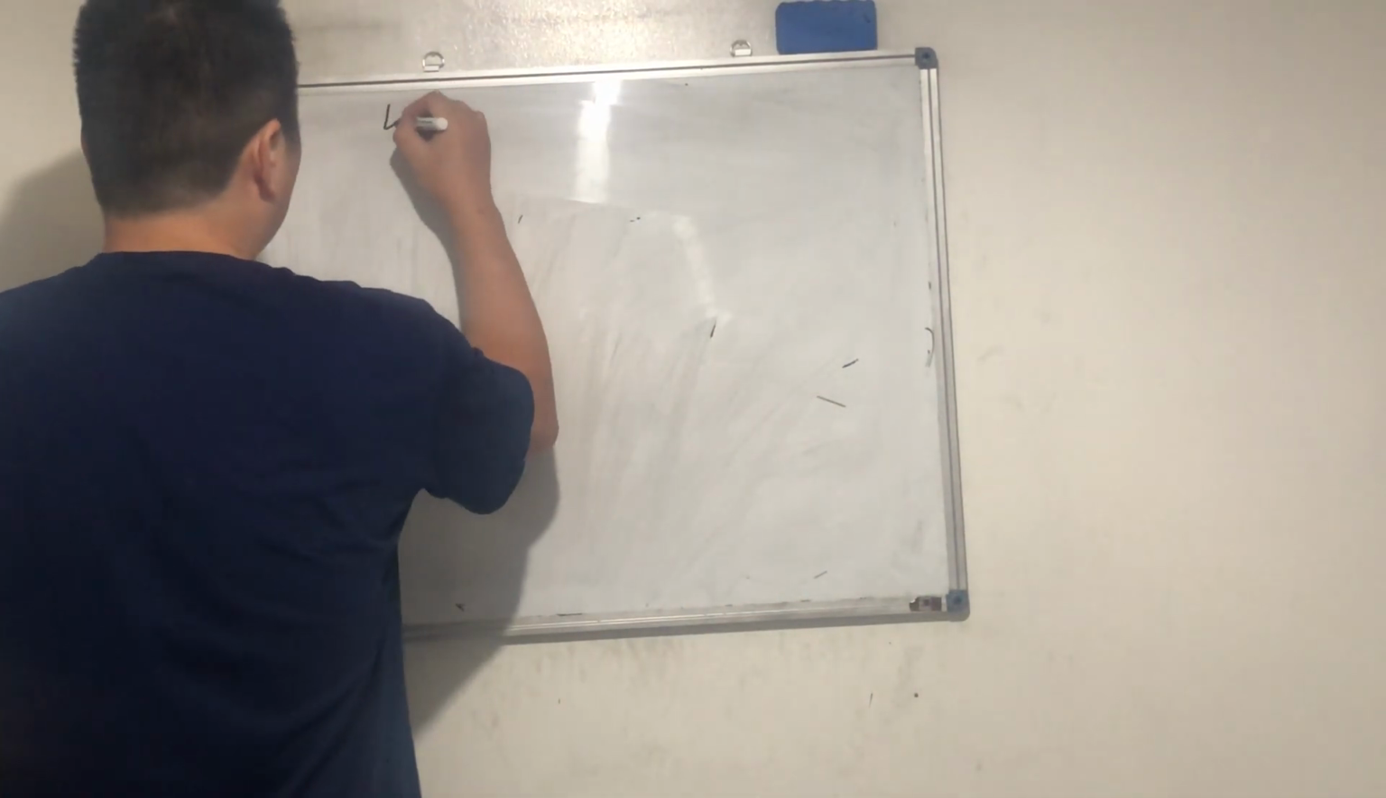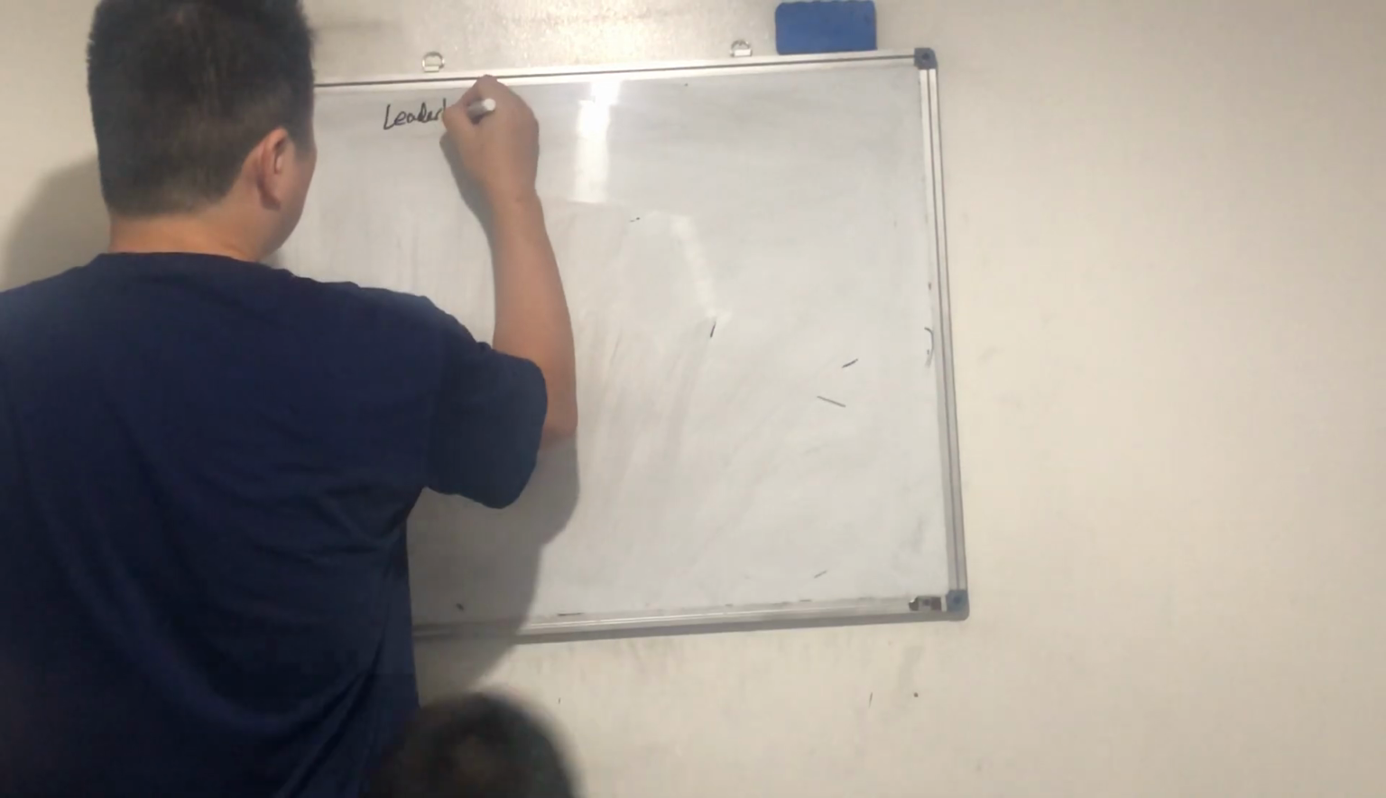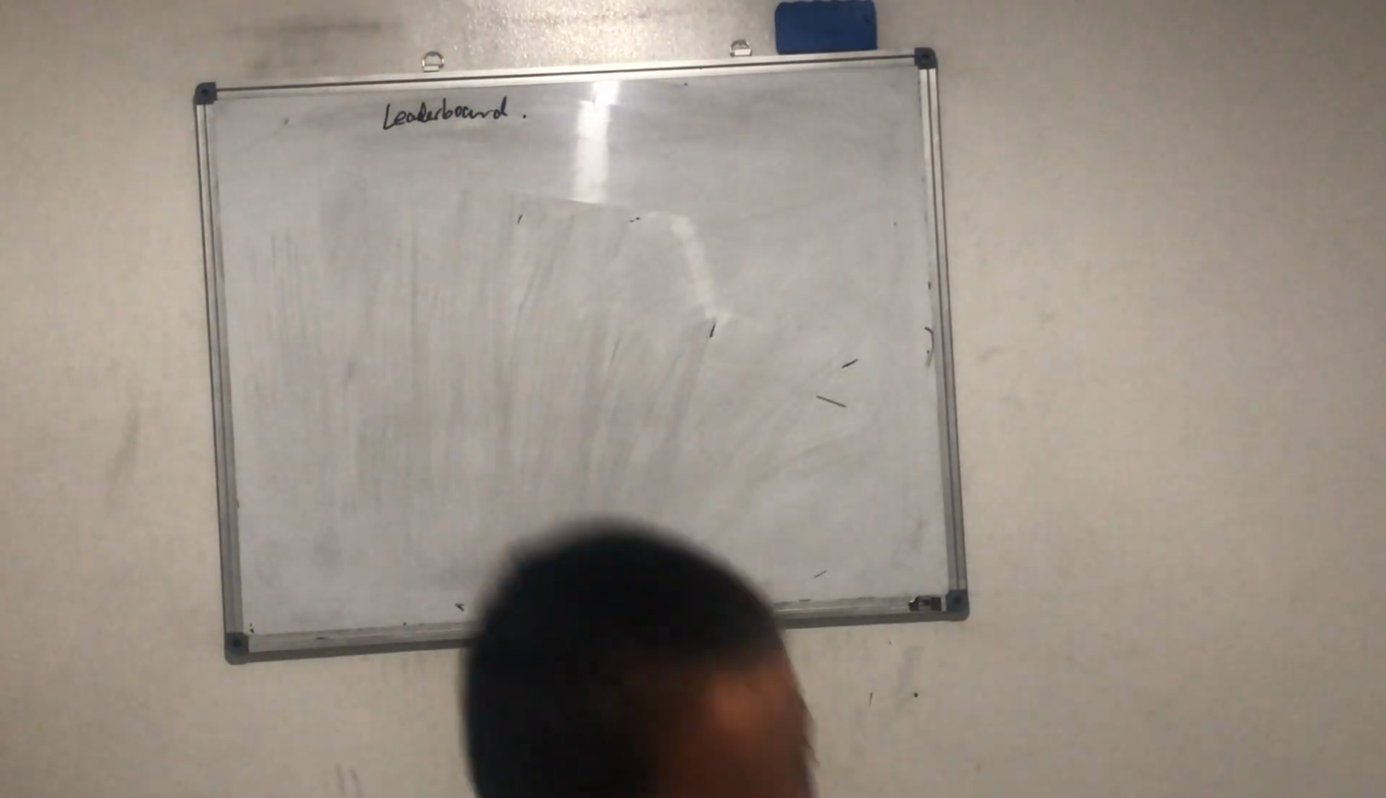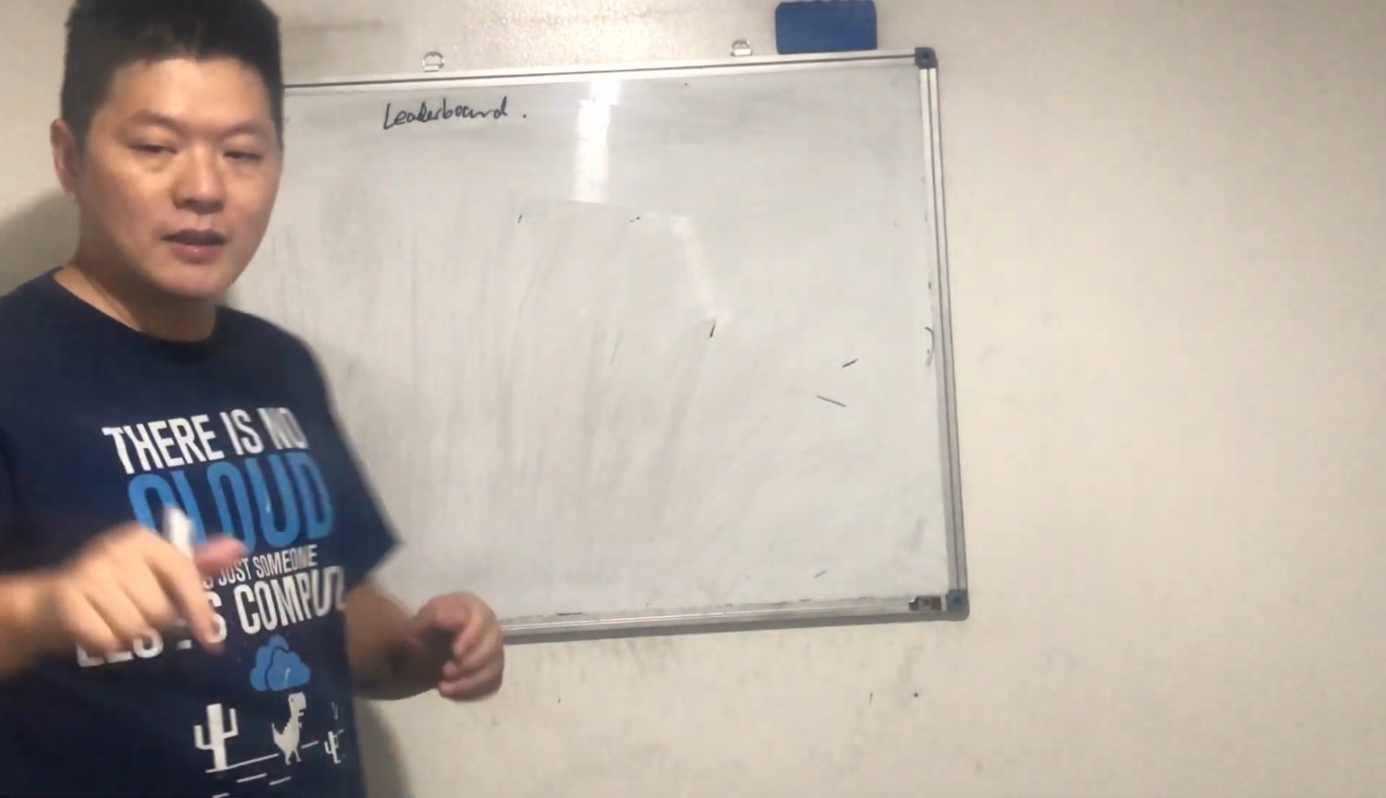Okay, so today we talk about the leaderboard. Do you know what a leaderboard is? The leaderboard is the order of the biggest to smallest record.